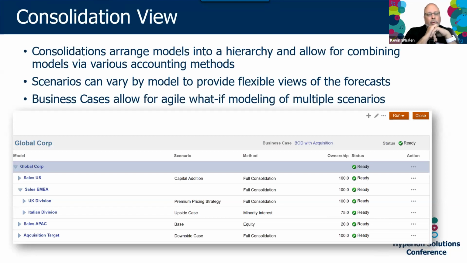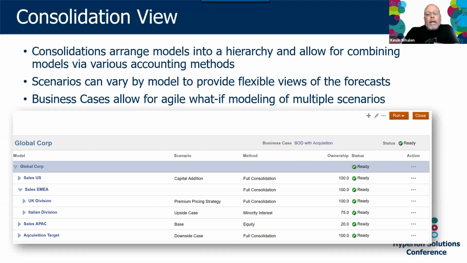So you can see I've created scenarios in these different divisions. I have a premium pricing strategy I'm looking at in the UK division. There's an upside case. I think the Italian division is doing well, but the acquisition target, let's take a look at it as a downside case. So I take all these scenarios, I'm going to create them into what's called a business case, and I can create different business cases. This way I can mix and match scenarios from each different department and say, how am I going to feel?